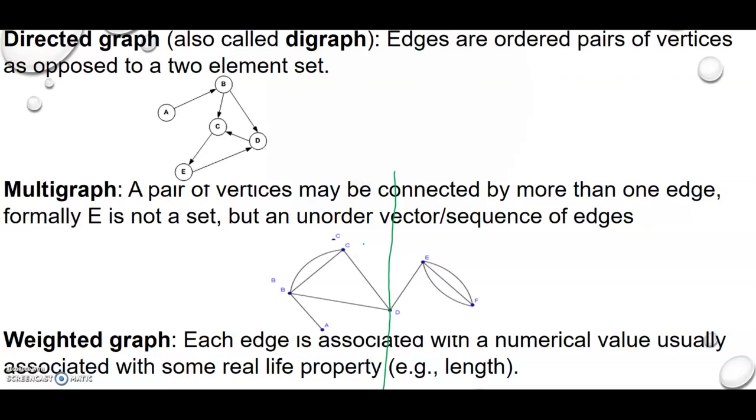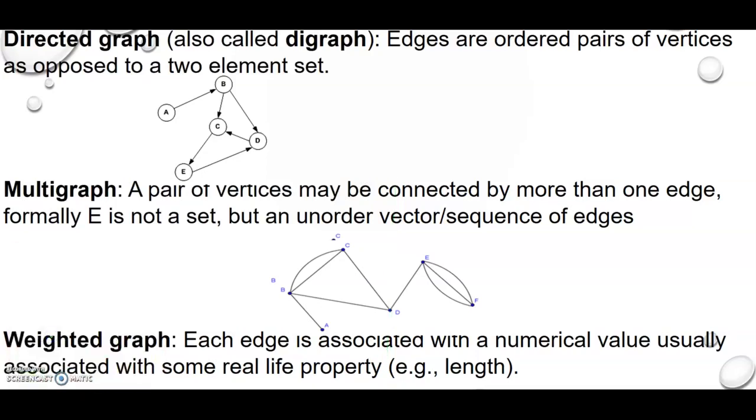See, here we have A, B, C, D, E, F. So A to B and B to C. Again C to B is also there, because these are parallel edges: B to C is there and C to B is also there. Then B to D is one edge and C to D is one edge, D to E is one, and D to E to F has 2 parallel edges and also one straight line. So this is called a multigraph.